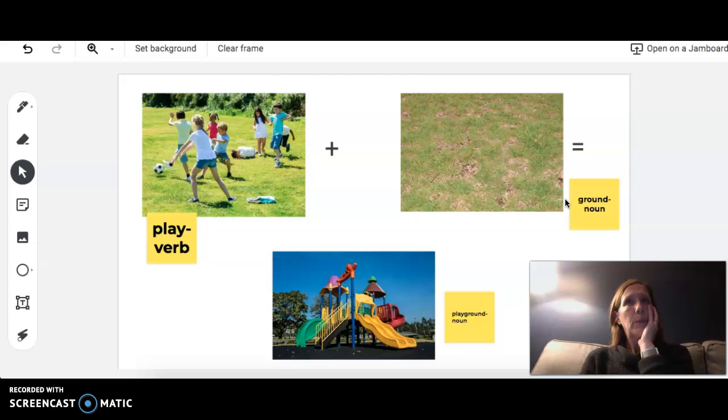But it could be a verb sometimes, like I ground pepper or I ground the salt. You know, an herb you would grind. So that would be a little bit different.